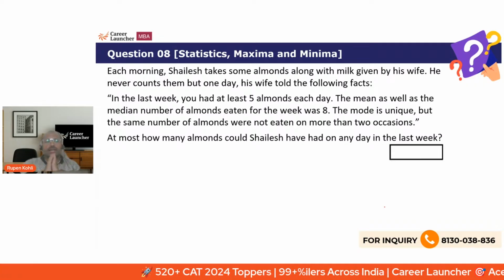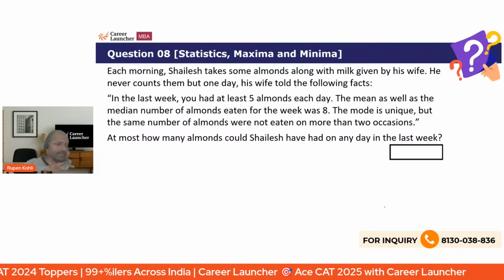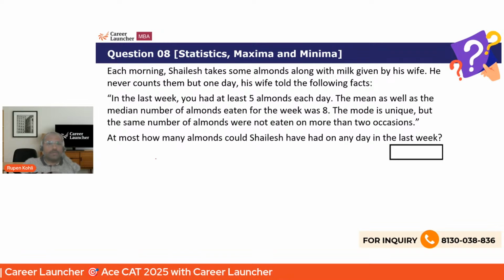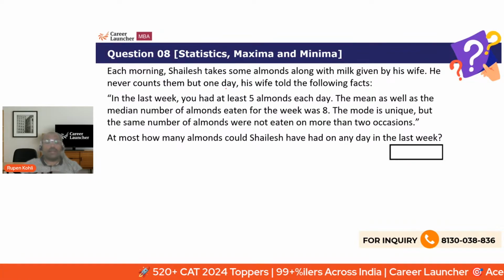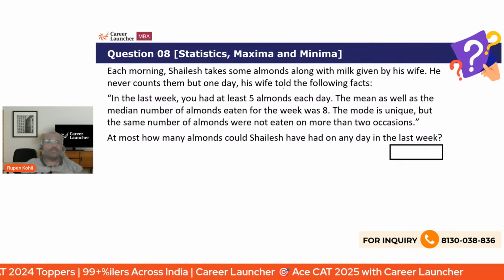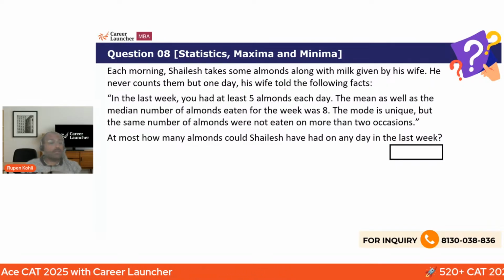So with that in mind, I hope you would want to try this one with me. Let's see if you get this. Let me know. It's a TITA problem. Each morning, Shailesh takes some almonds along with milk given by his wife. Very nice. He never counts them, but one day his wife told the following facts. A very doting husband who trusts his wife never counts the almonds given by her, but the wife reveals the following facts about the almonds.